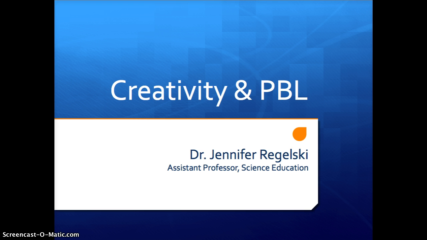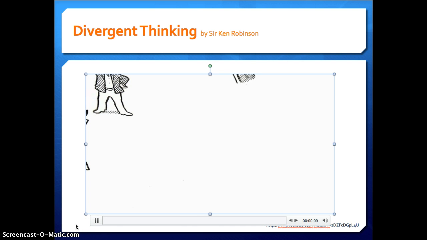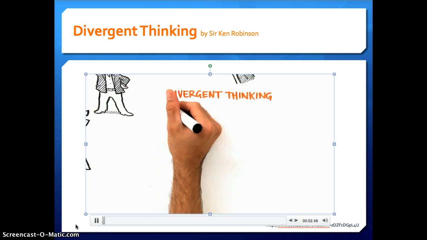So we're going to watch a video by a gentleman, Ken Robinson, and I think you'll really enjoy his video. He's actually somebody who writes books, and he does different things regarding transforming schools. So this video is all about this creativity that we should be using in schools, and he likes to refer to this as divergent thinking.